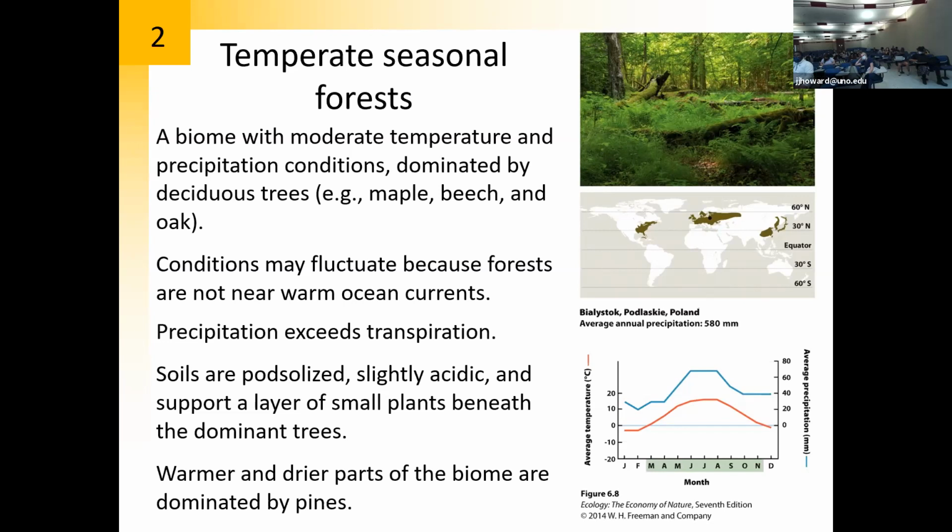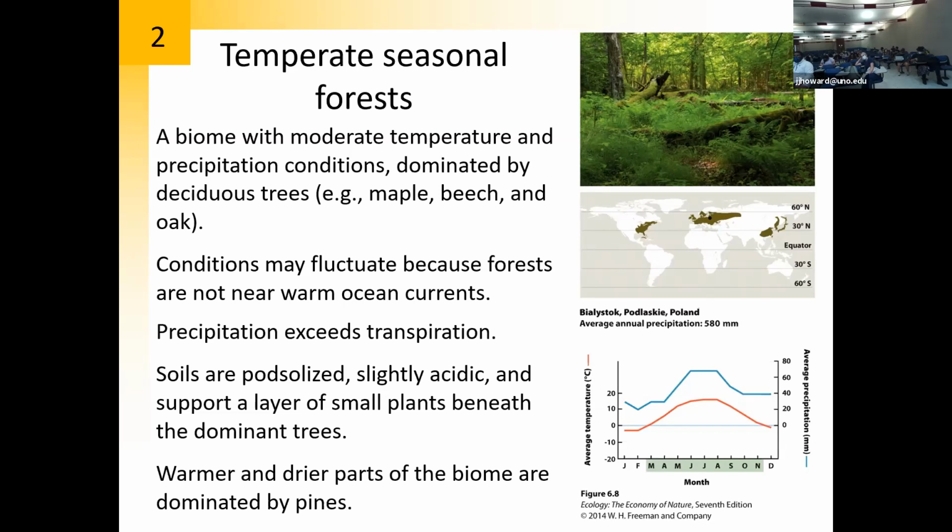They're really diverse. Don't take it too seriously that they're saying they're dominated by things like maple, beech, and oak. It's deciduous trees. They're just examples of deciduous trees. Okay.